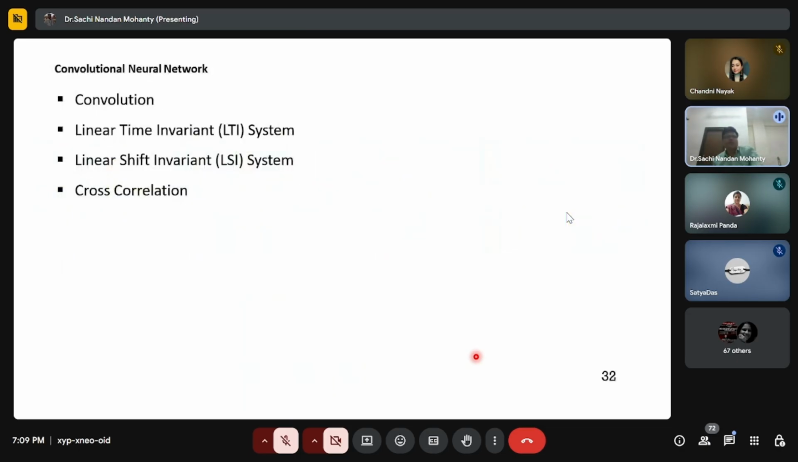Now coming to the convolutional neural network. I'm coming to the AI. As people are telling, everyone is telling CNN. CNN stands for convolutional neural network. In a convolutional neural network, what happens?